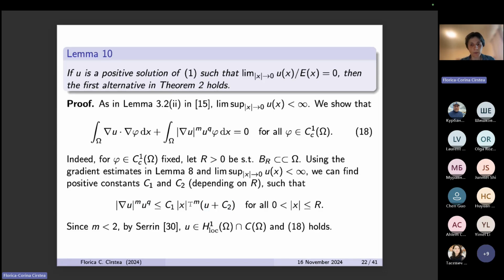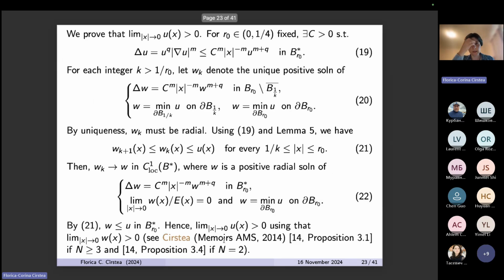So then we are in the framework of Serrin, because m is less than 2, and by Serrin's result of removability, u can be extended as a continuous solution in the entire domain. This is not long at all: by the fact that u has a finite limit, you can apply Serrin's removability result. But now, why is the limit positive? This is a technique that I will use a bit later as well.